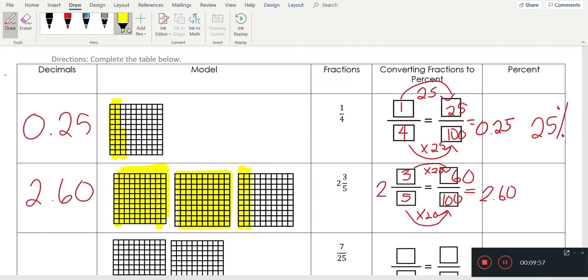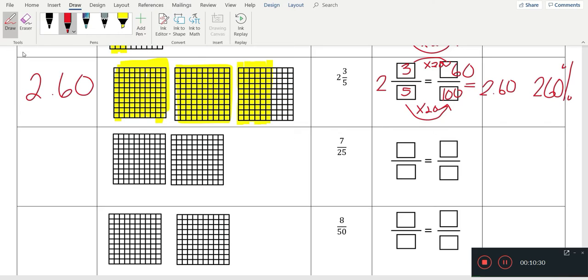10, 20, 30, 40, 50, 60. Oops, that's not the right way how to shade it. Let me redo that. So 10, 20, 30, 40, 50, and 60. Awesome. So to convert 2 and 60 hundredths to percent, you just move the decimal to the right twice. That is equal to 260%.